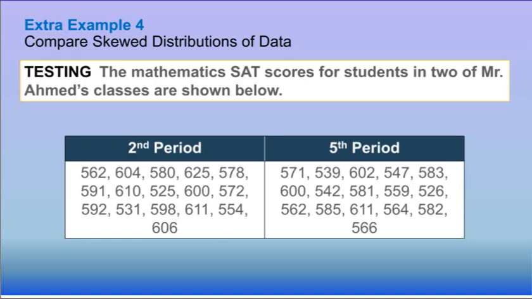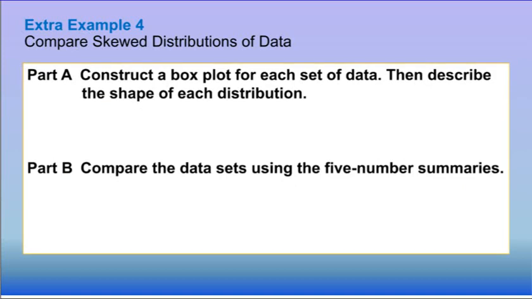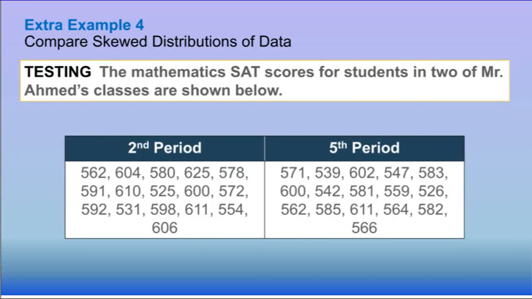In our next example, mathematics SAT scores for students in 2 of Mr. Ahmed's classes are shown below. Again, we're going to construct a box plot for each set of data, and then describe the shape of each distribution, and then compare the data sets using the 5-number summaries. So let's go back to our numbers, and we will enter these into our calculator.